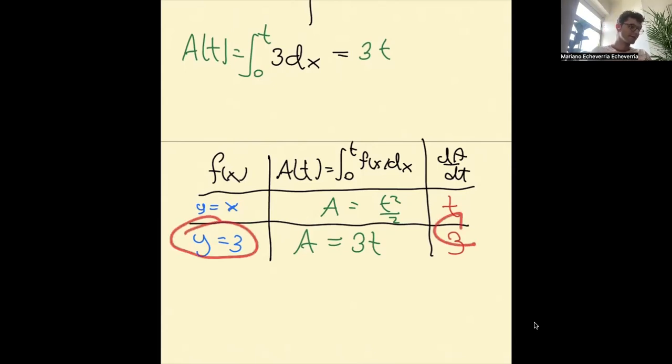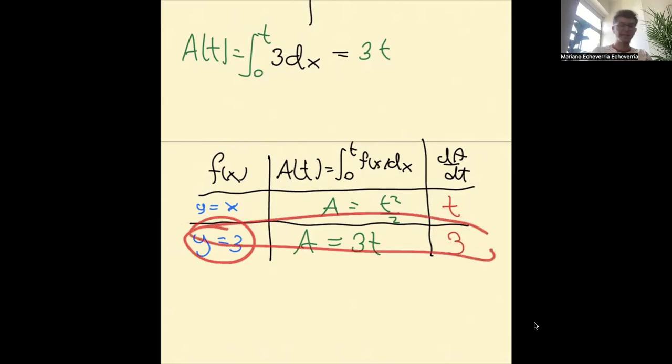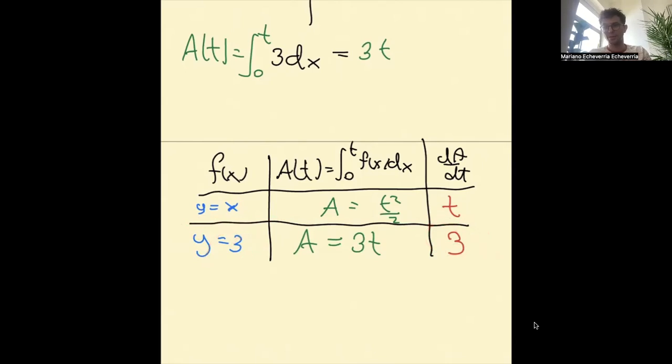Well, maybe the second row is easier to see that they're related because you're getting the same number on both columns, right? So it's very clear that this is the same as this. Okay, but how about this one with this one? Except for the fact that you're changing the name of the variable, it's kind of the same formula. It's t instead of x, but it has the same format.